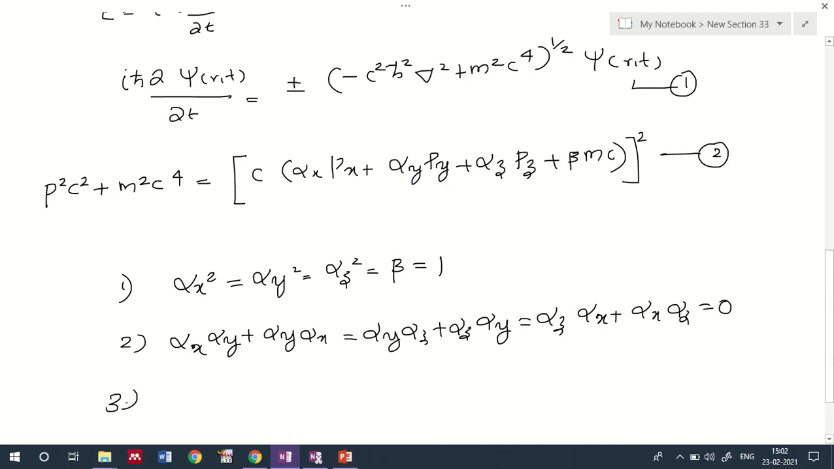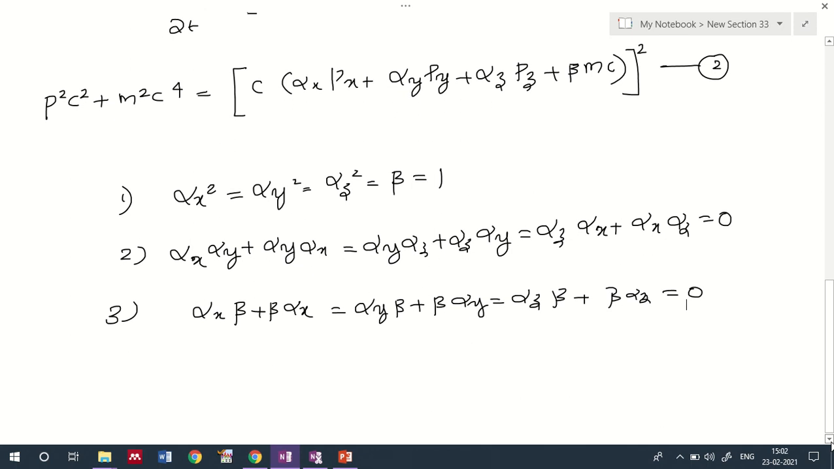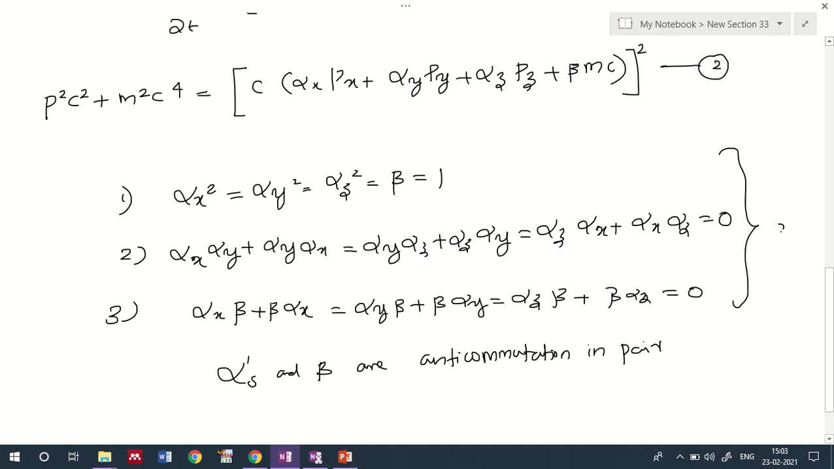Similarly, we can see one more thing: alpha x beta plus beta alpha x is equal to alpha y beta plus beta alpha y, which is equal to alpha z beta plus beta alpha z, and this is equal to 0. So the alphas and beta are anti-commutating in pairs. We can put these together as a third set of equations.